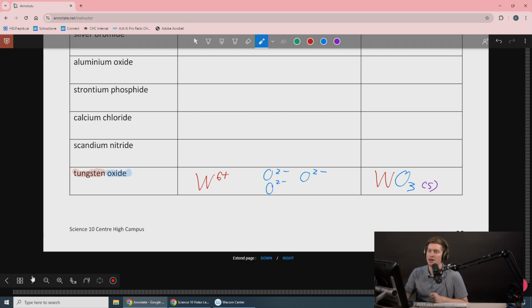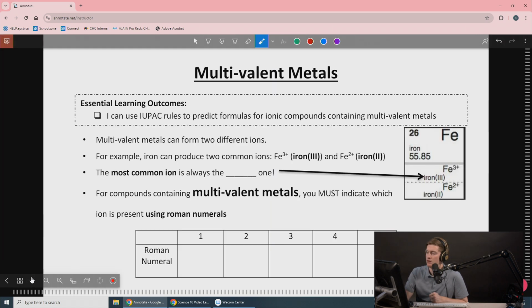This has been naming ionic compounds and writing the formulas for ionic compounds for binary compounds. These are for compounds where there is only one possible cation for this name and one possible anion for this name. In the next lesson, we're going to talk about naming ionic compounds for some of the metals that have more than one charge.